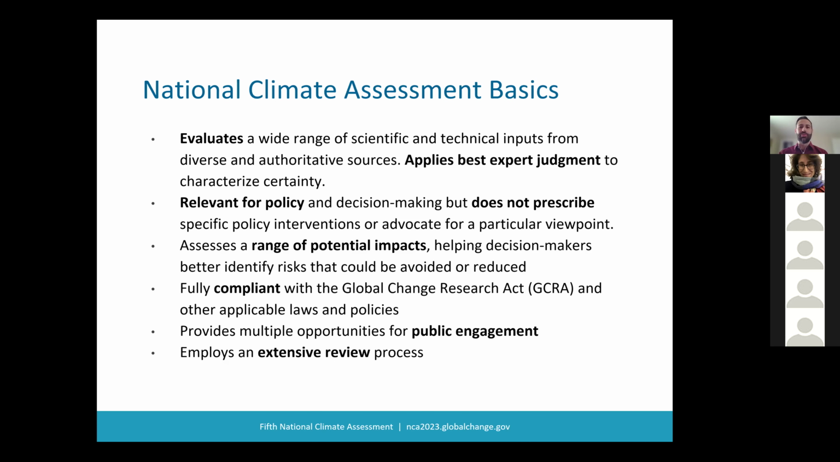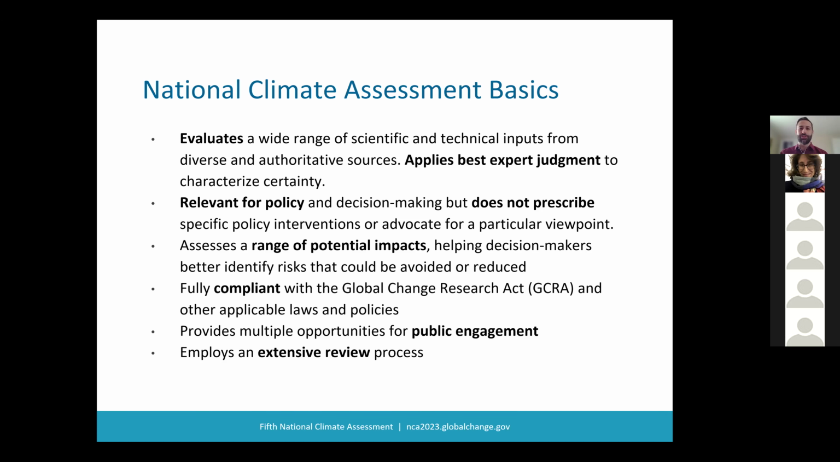NCA authors are charged with reviewing a large body of scientific research from diverse information sources. They synthesize that information, examine the confidence in our scientific understanding, and evaluate uncertainties. NCA5 was written by 500 authors and 260 technical contributors from every state in the nation, as well as Puerto Rico, the U.S. Virgin Islands, Guam, and Palau. The NCA is designed to be policy relevant. Authors distill their findings into accessible language framed around risks to people and important resources. But that being said, the report is strictly not policy prescriptive and does not advocate for particular viewpoints or policy measures.